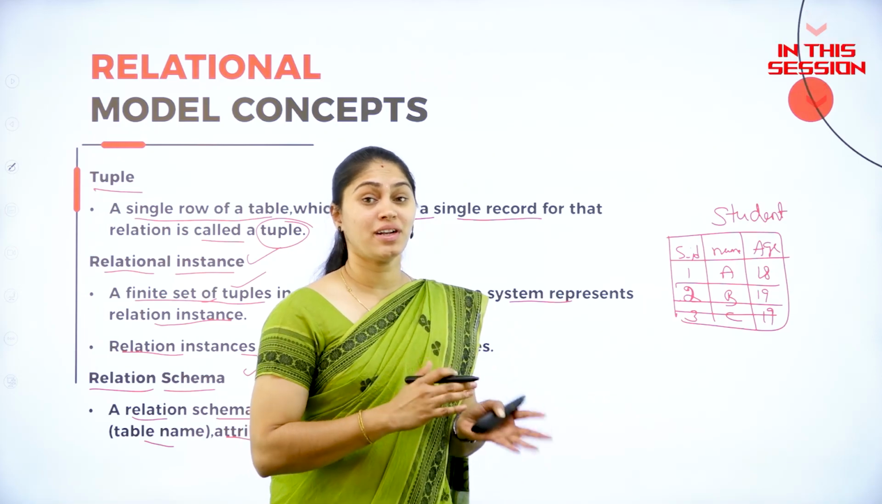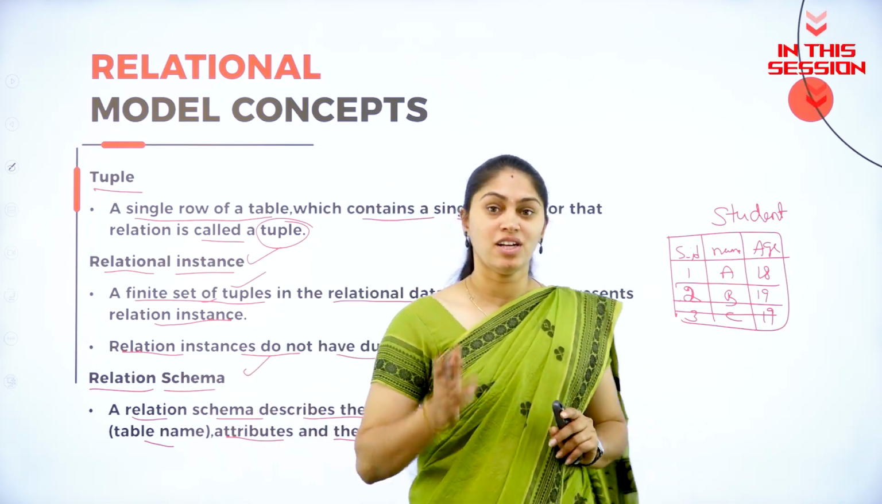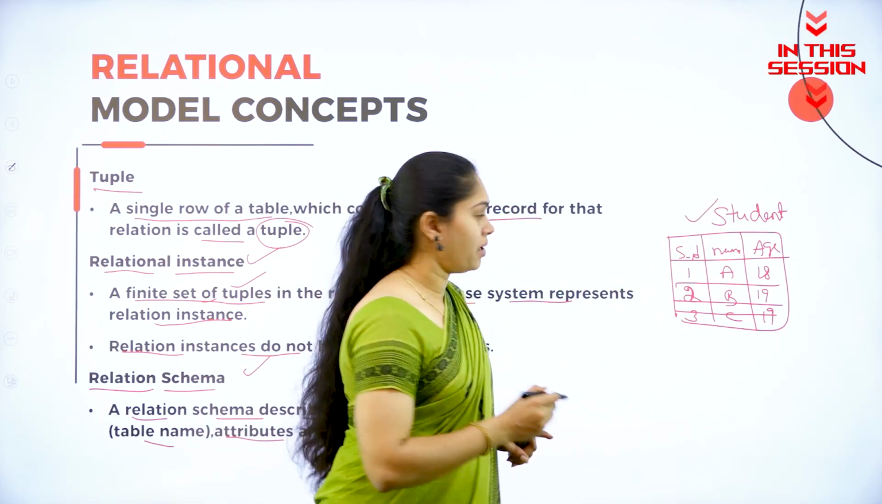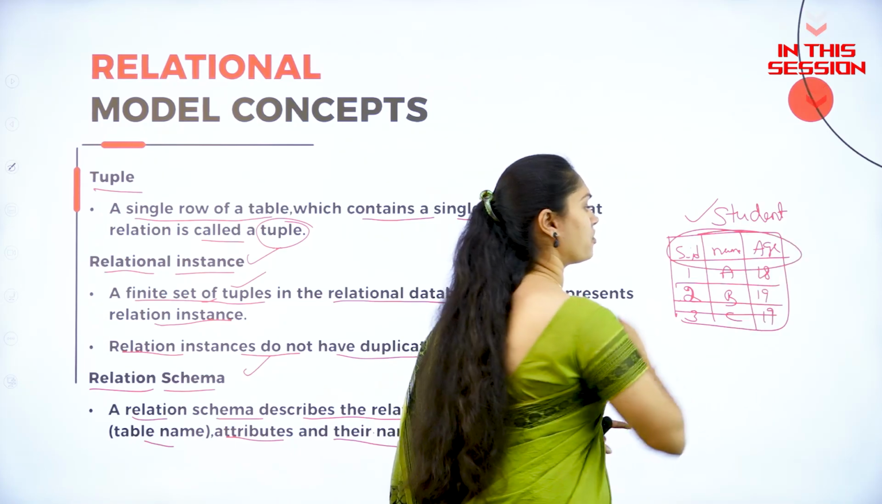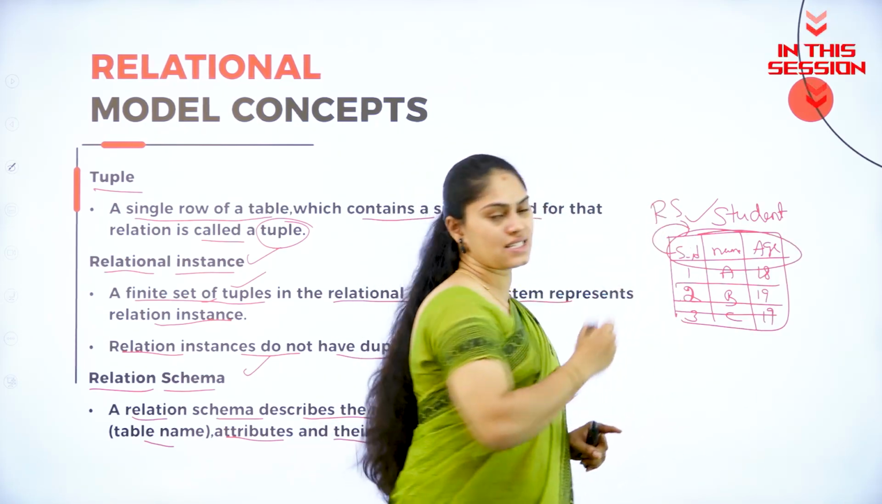In order to describe the structure of a database, we call that a relation schema. So here, what all should be considered? I should consider the name of a table and the attributes along with their names. Together we can call this a relational schema.